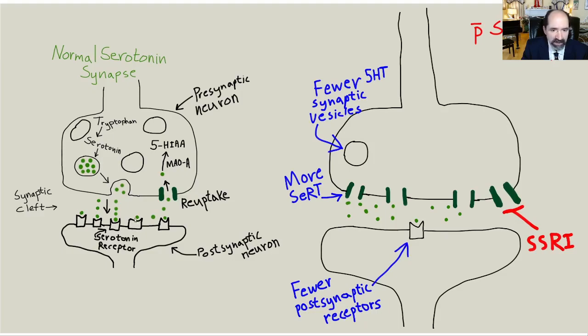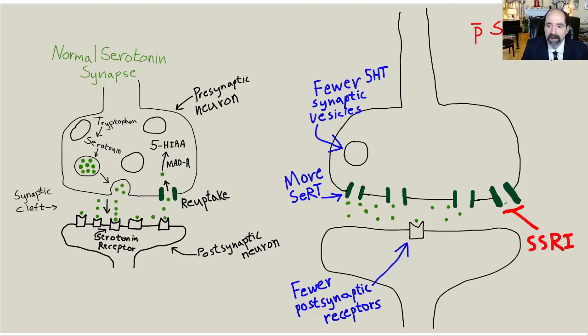Then the neurotransmitter has to quickly be removed from the cleft so that the neuron can turn itself on and off quickly. It'll pass up through this reuptake transporter. It's called a SERT, serotonin reuptake transporter. And it'll re-enter the presynaptic neuron. It can be cleaved and degraded, or it can be put back into one of these synaptic vesicles.